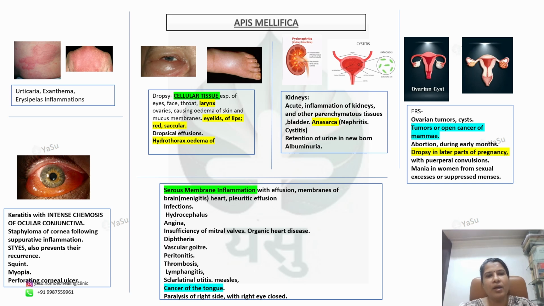Other indications include, as we saw, serous membrane inflammation. So the membrane of the cavities, that is serous membrane, with effusion. So membranes of brain, heart, pleuritic effusion. It is also indicated in infections, hydrocephalus, angina, insufficiency of mitral valves, organic heart disease, diphtheria, vascular goiter, peritonitis, thrombosis, lymphangitis, scarlatinal otitis, measles, cancer of the tongue, paralysis of right side with right eye closed. The indications of each of these conditions are given in the slides.